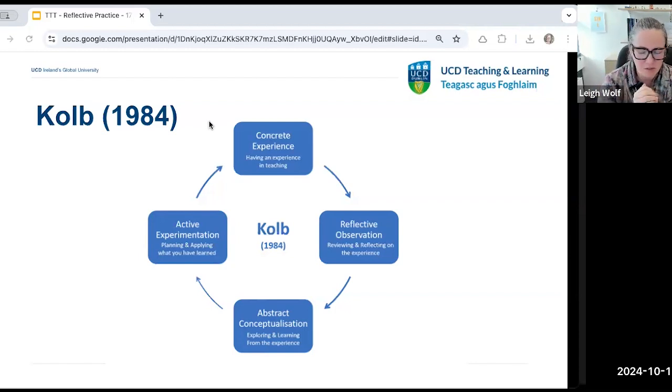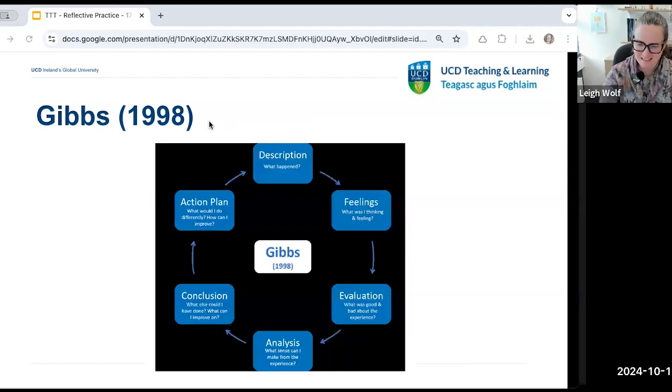Almost, if anyone's familiar with action research or design-based research, you're in this constant cycle of revising and reflecting and thinking and putting things into action. We're getting more complex as we go along with the different models here. The next one is from Graham Gibbs.